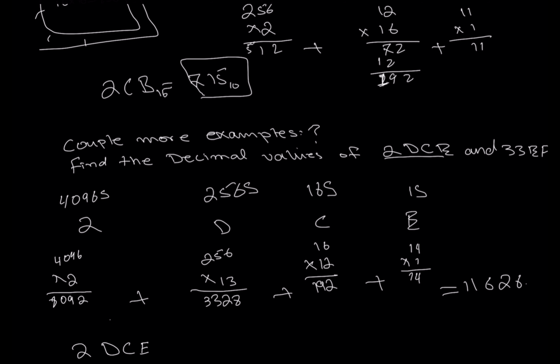11,626 base 10. That is the direct approach by placing values. You have an indirect approach, so that means you have to convert each digit to the binary representation. Then from binary you have a placing value, and then do it from binary to decimal.